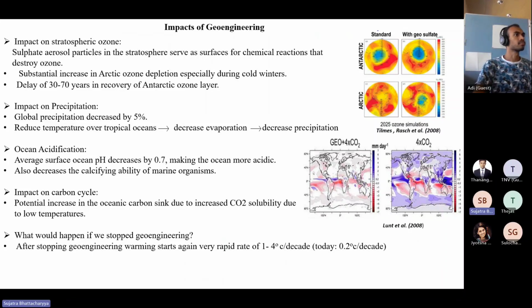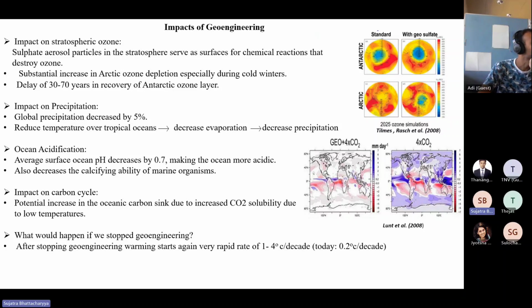So there are some impacts of the geoengineering also. There are a lot of studies on the impacts of the geoengineering. Some of these I summarize here. The impact on the stratospheric ozone.